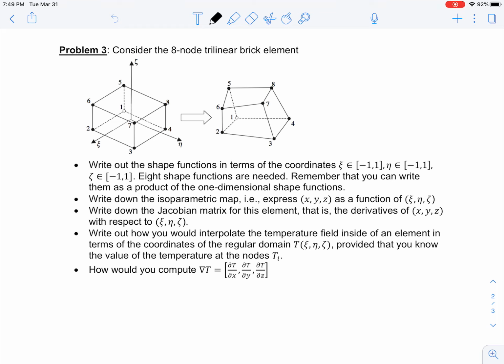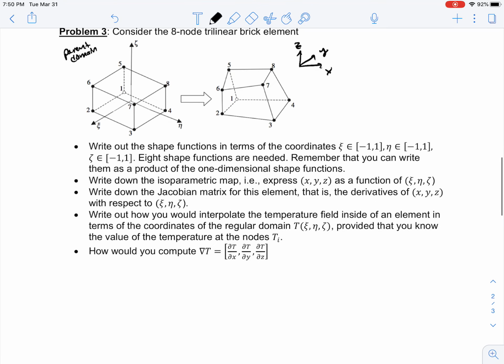The problem says consider a 3-node trilinear brick element, and then this is the element in the physical domain coordinates x, y, z, and then we have sketched out the parent domain. So this is the parent domain or parent element in the coordinates xi, eta, zeta. And we are asked to write the shape functions in terms of the parent domain coordinates xi, eta, zeta. We need 8 shape functions, and it says remember that you can write them as a product of one-dimensional shape functions.